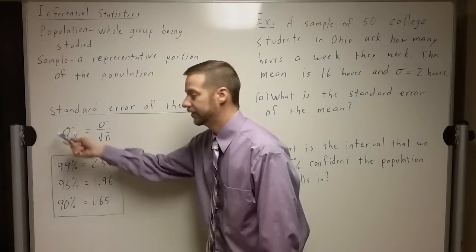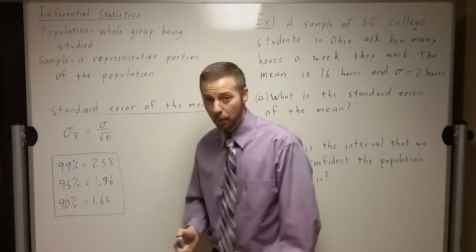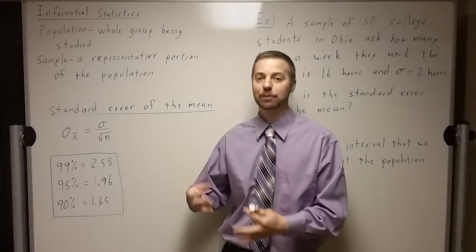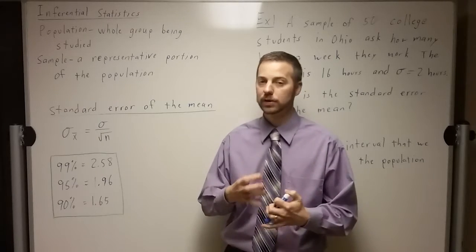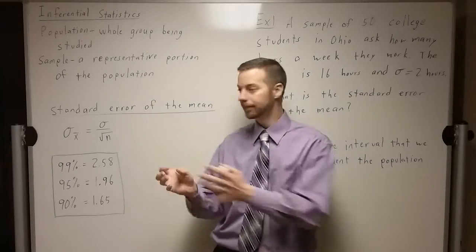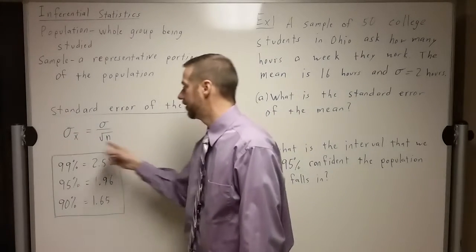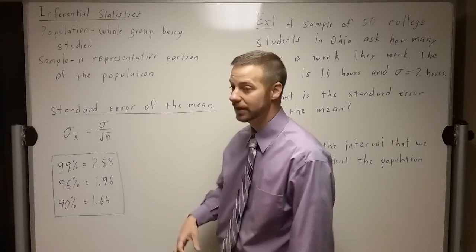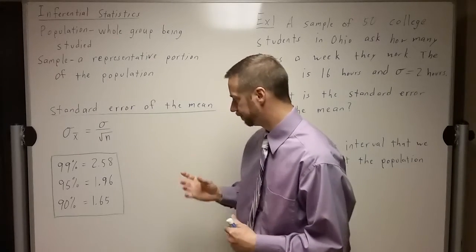Now the reason we use this symbol is because what this tells us is how far on average the sample means should be off. Or in other words, it's basically like the standard deviation of the sample means. And so that's what this is all about. It's telling us how far off the mean is as a general rule.